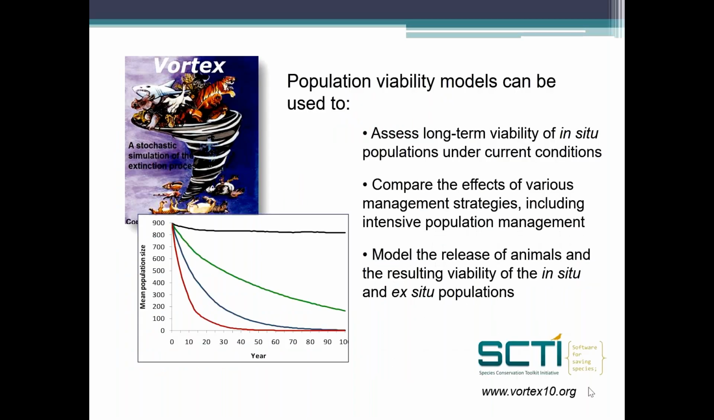Another tool would be a software modeling program, a population program such as Vortex, another example from SCTI, because it helps you figure out what's the long-term viability under different conditions. So what's likely to happen to the species in the wild if you don't do anything, and what is it likely to be if you do various management actions, including ex situ management. And you can use that to help determine, for instance, how many animals would you need to release over what schedule to really build up a viable population in the wild.